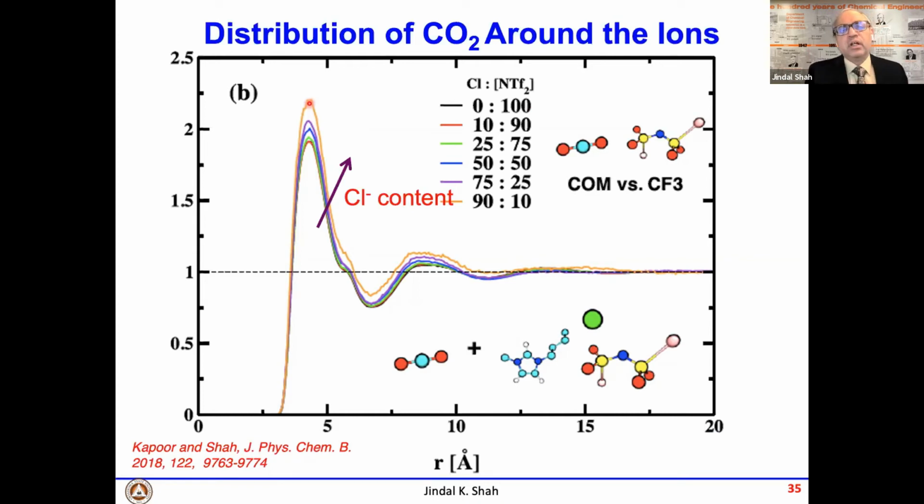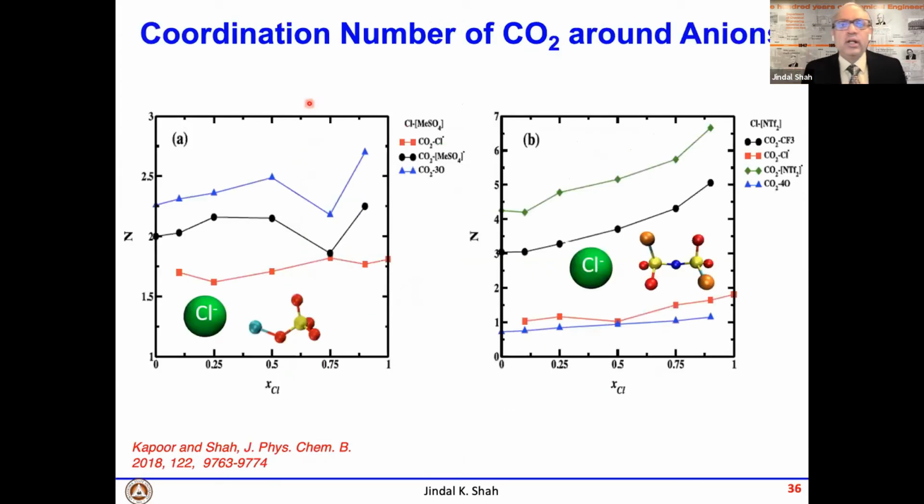So our hypothesis was sort of being proven here: there's increased CO2 interaction with CF3 as the chloride concentration goes up. We also looked at the coordination number of CO2, and that revealed quite a bit of the molecular level mechanism of CO2 solvation in these systems. So here we have CO2 interacting with the oxygen, the blue symbols. And as we can see, as a function of chloride concentration, there's some increase, but relatively it's pretty uniform. Same thing with methyl sulfate and chloride.